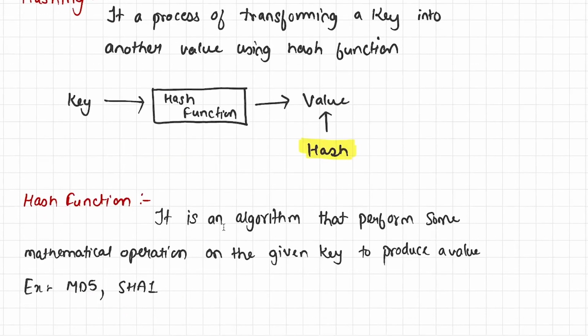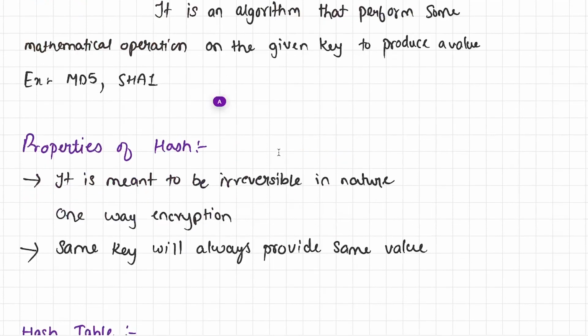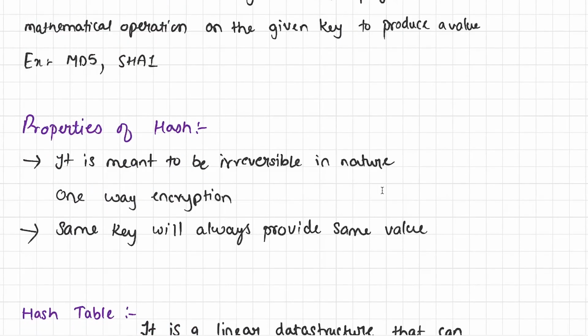So guys, by now you understand what is hashing and what is a hash function. Now let's discuss a few of the properties of hash. So the first and the most important property of hash is that it is meant to be irreversible in nature.